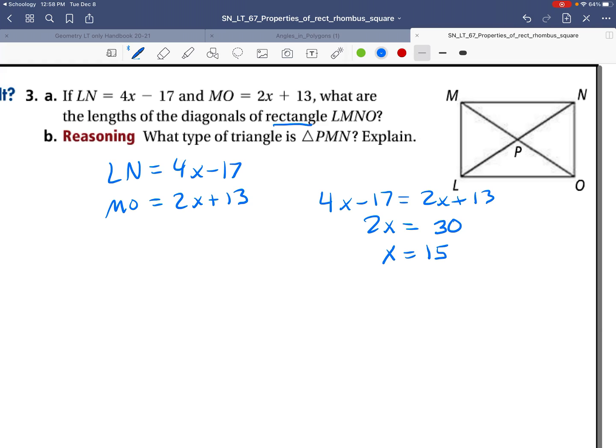And it says, what are the lengths of the diagonals? So we got to plug that in here and here. And so you get that LN is 4 times 15 minus 17. LN is 43. So both diagonals are 43. That's part A.